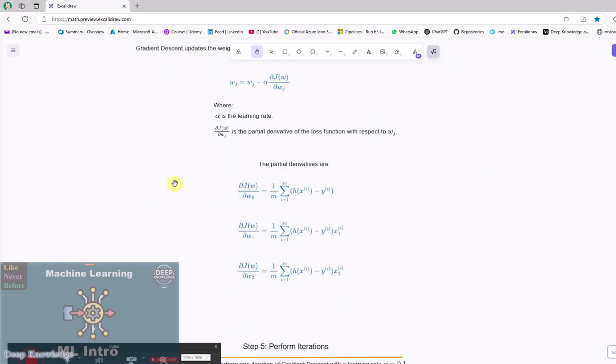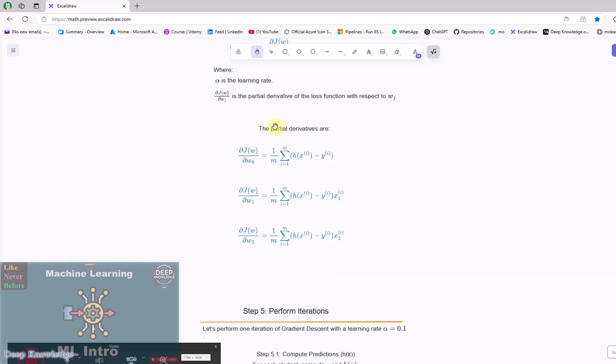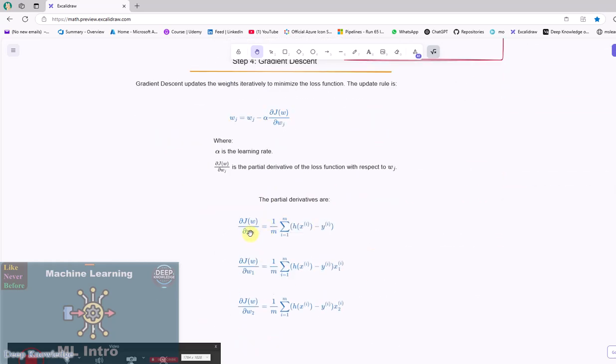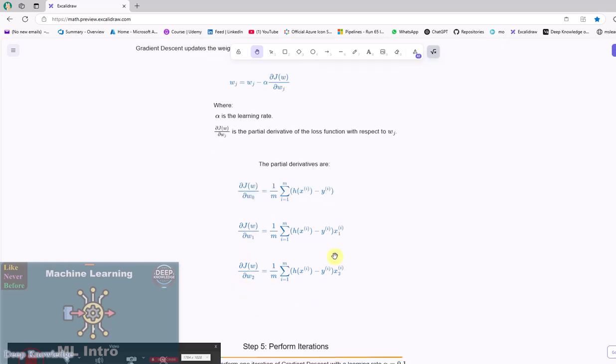And this is the derivative, the partial derivative of this equation here with respect to W0, and this is with respect to W1 and W2. By the end of this lecture, I will show you how the derivative works, if you are interested.